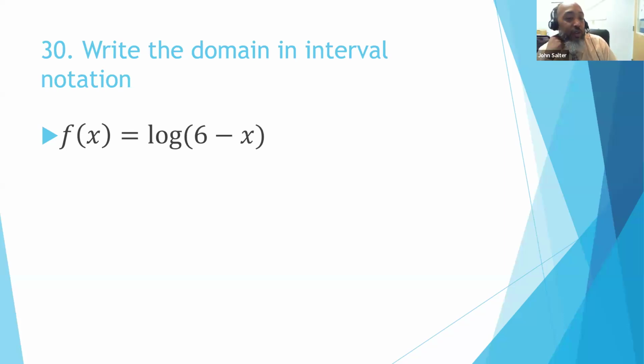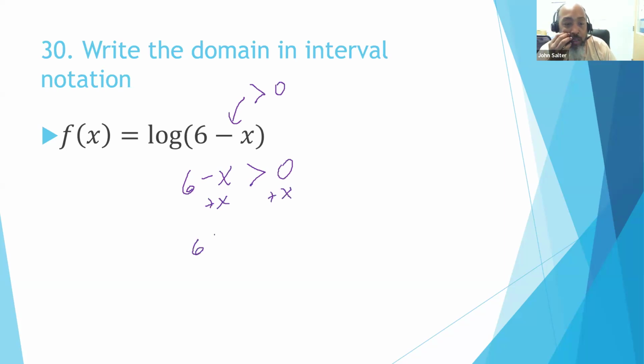Write the domain in interval notation. We talked before, my argument, my thing in parentheses, has to be greater than 0. Not even equal to, just greater than 0. So where is 6 minus x greater than 0? Well, if I was to add x to both sides, I get 6 is greater than x, or x is less than 6, is my domain.